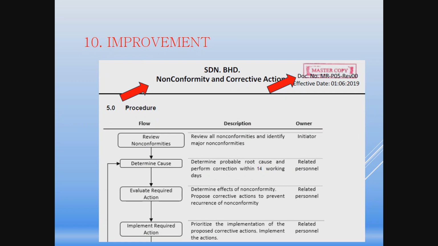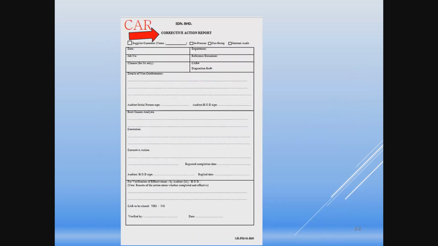You can refer to your SOP: under MR, P05 is non-conformity and corrective action. Okay, the procedure, some of it is under QA, QA P03, corrective action. Then you can see the flow. Then, importantly, the records must be available. So the CAR must be filled in and completely completed.